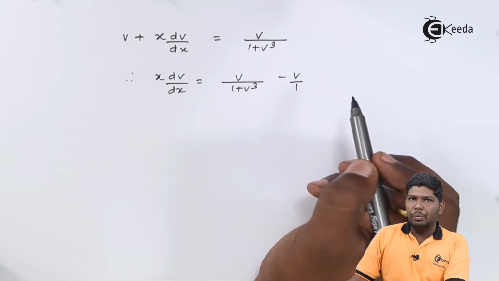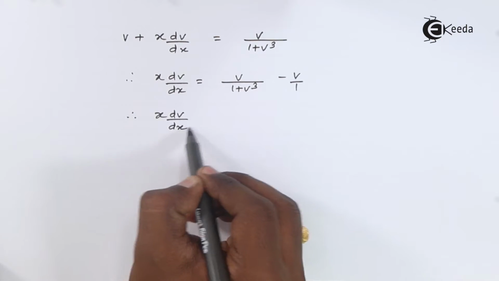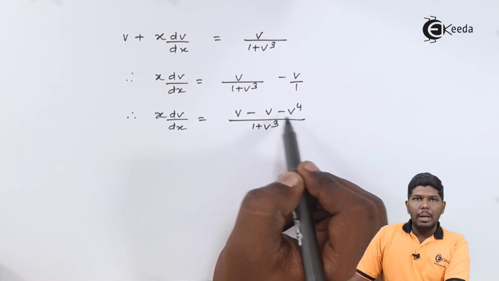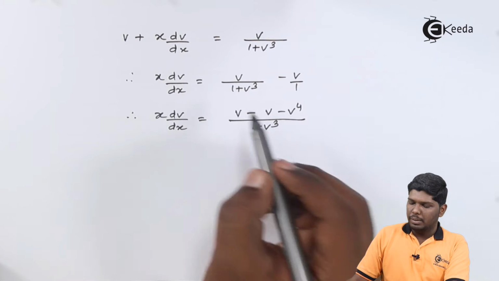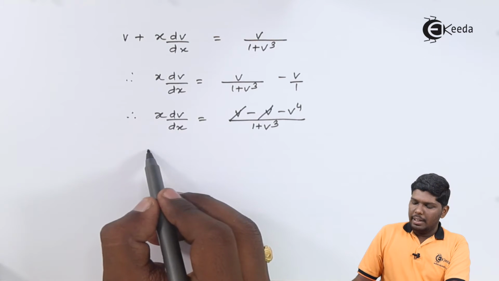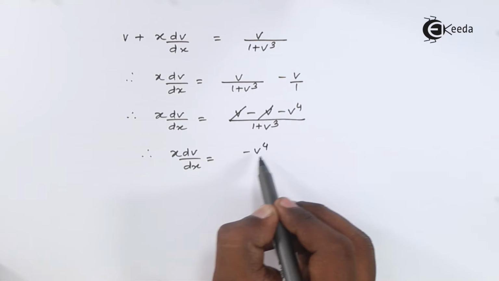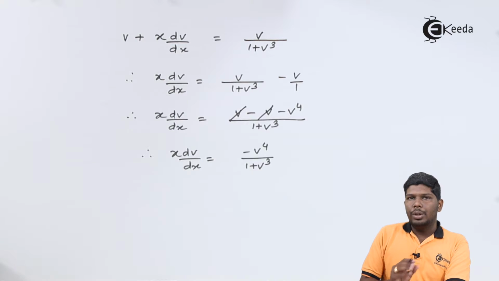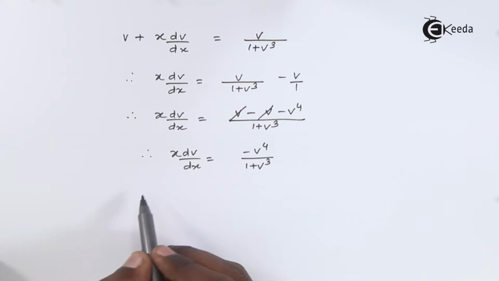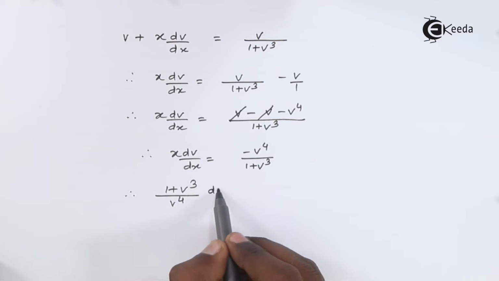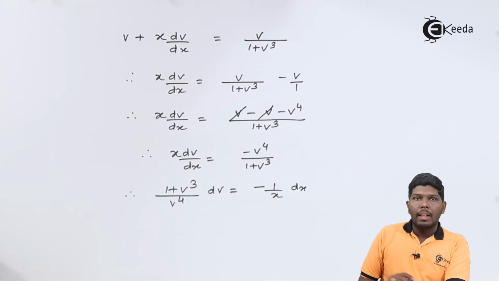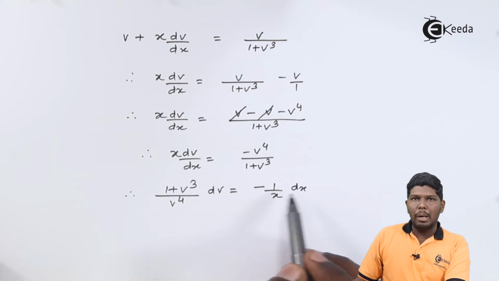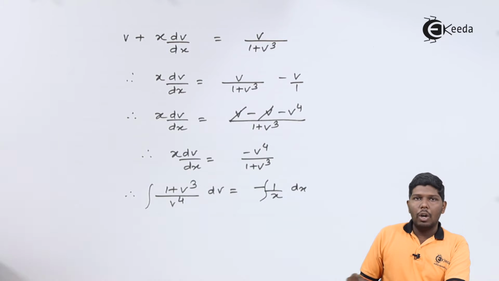Now let us try to solve these two fractions. So we have v minus v⁴ upon 1 + v³. v will be cancelled and we have minus v⁴ upon 1 + v³ left. So in the next step we can now separate the variables. This will give you (1 + v³)/v⁴ dv is equal to minus 1/x dx. After that we can integrate on both the sides.